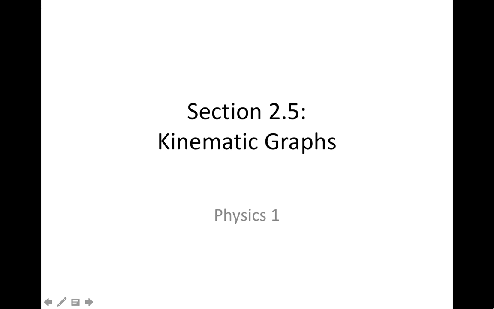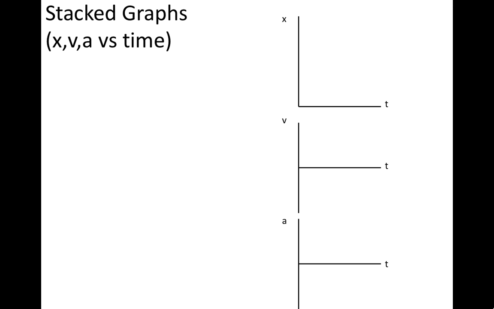In section 2.5, I'll discuss the kinematic graphs and how they relate to some of the patterns that we discussed in section 2.4. It's very common to see the graphs of position, velocity, and acceleration stacked on a common time axis because when the velocity or acceleration changes, that's going to signal a change in the other two variables.